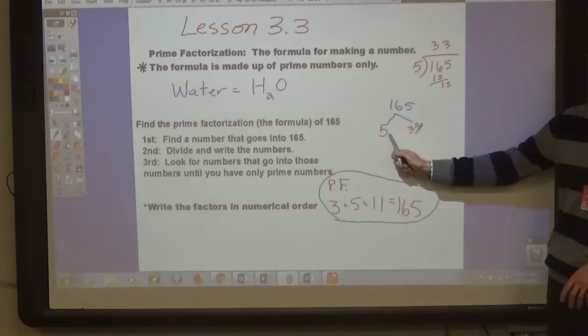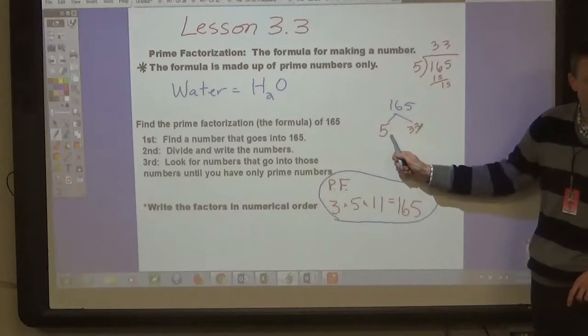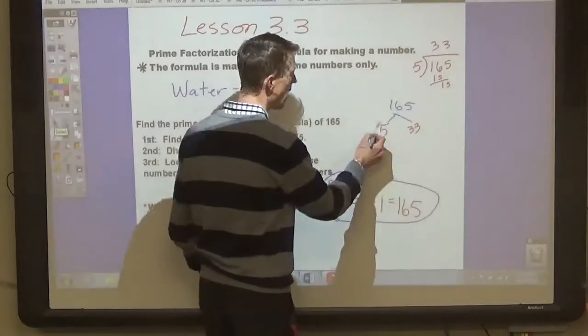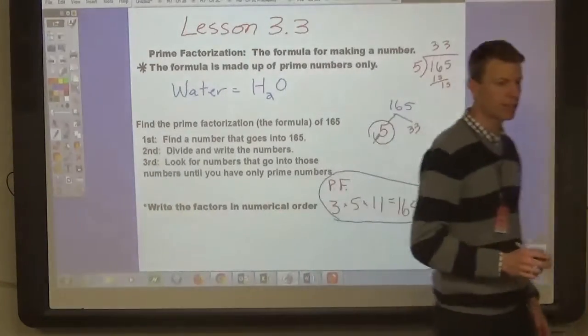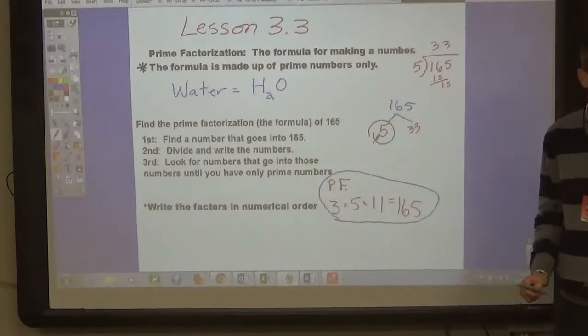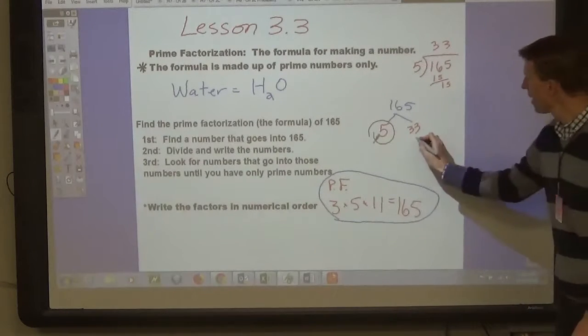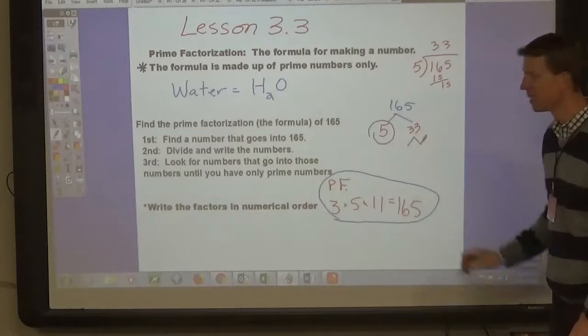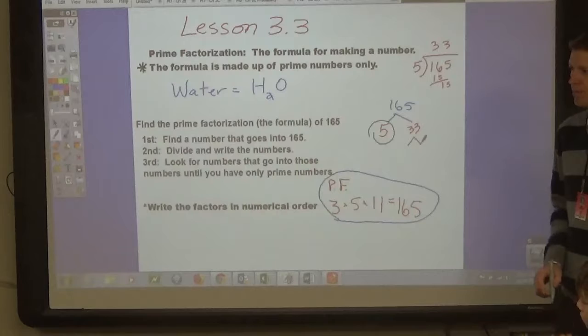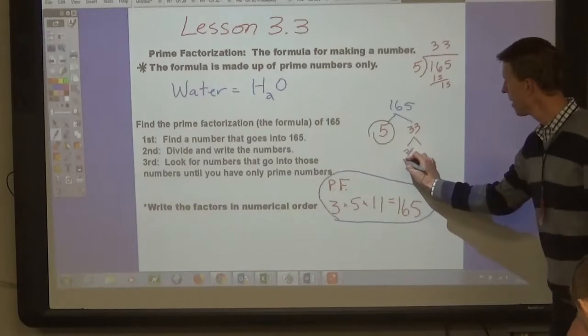Is 5 prime? Yes. Yep, you can't make 5 with any other numbers other than 1 and 5. So circle that number because that's a prime number. But is 33 a prime number? No. How would you make 33? How can you make 33, Calvin? That's 11. 3 times 11.